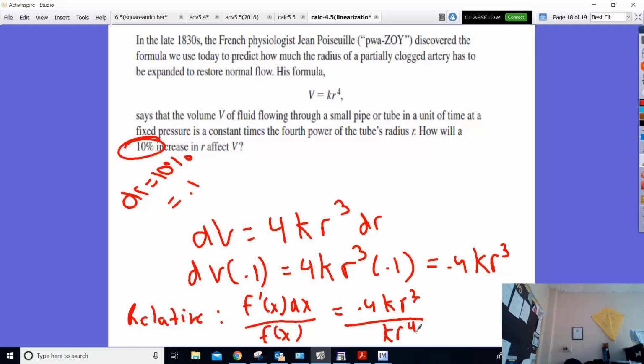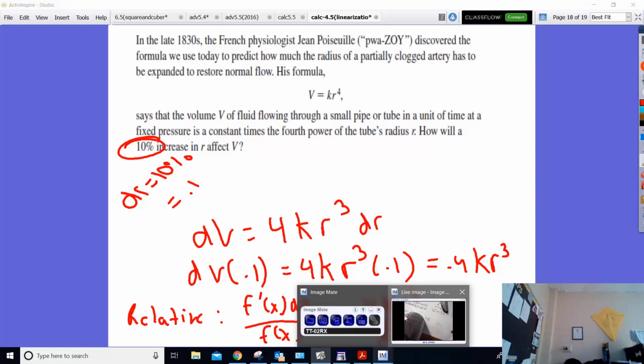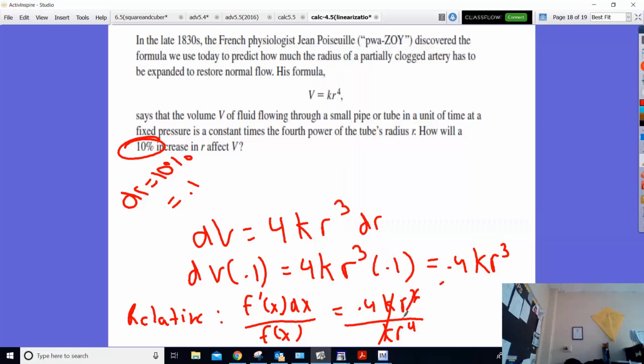Now, a whole bunch of stuff disappears. The k's are gone. r cubed's gone. There's an r down here. So this is 0.4 sitting over r.